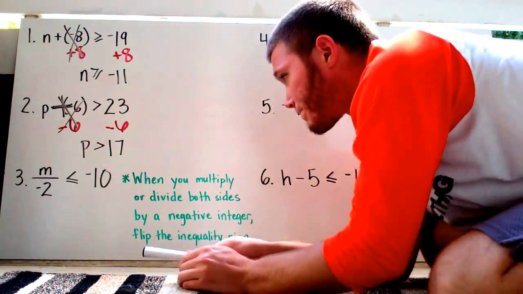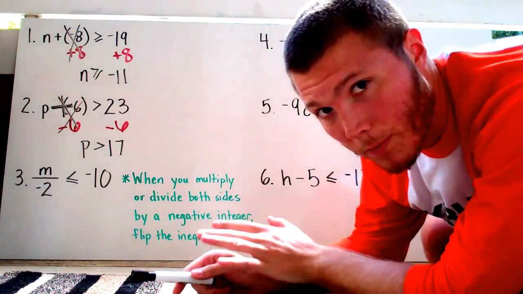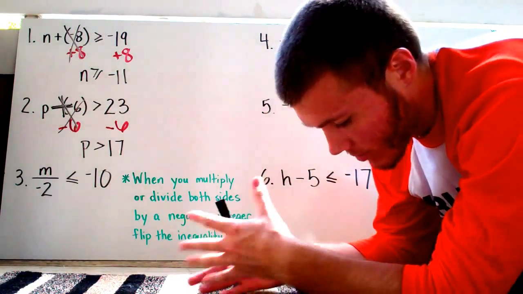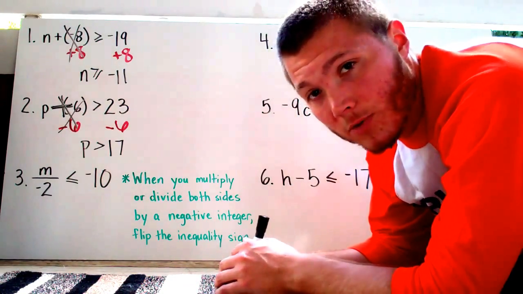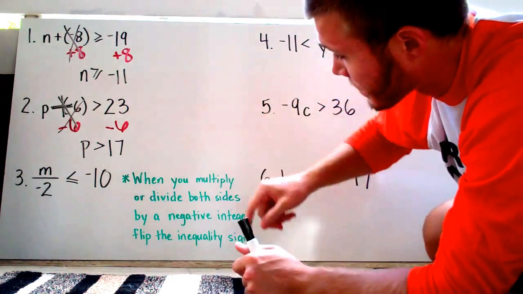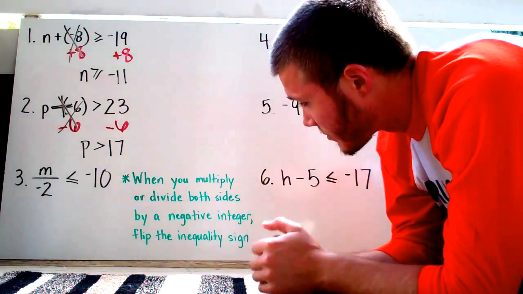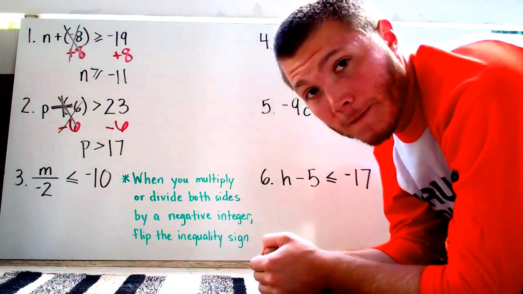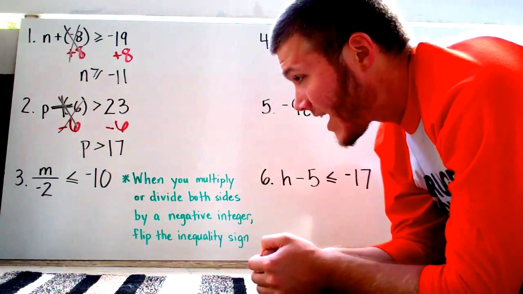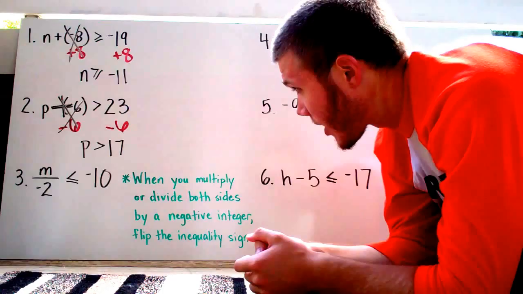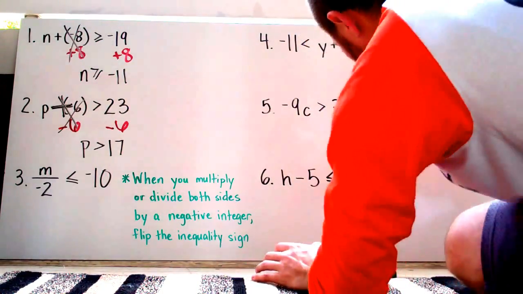Alright, number 3. Now, it's the only rule you have to remember when you are solving one-step, two-step, multi-step inequalities with variables on both sides, one side, whatever. Write this down. When you multiply or divide both sides by a negative integer, flip the inequality sign. Alright, I'm going to show you what that means. And I'm going to explain why we do that in class tomorrow. Alright, so, check it out.